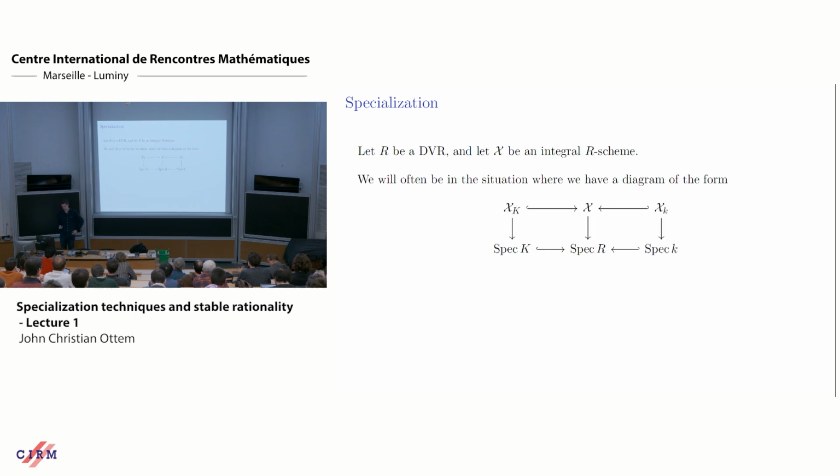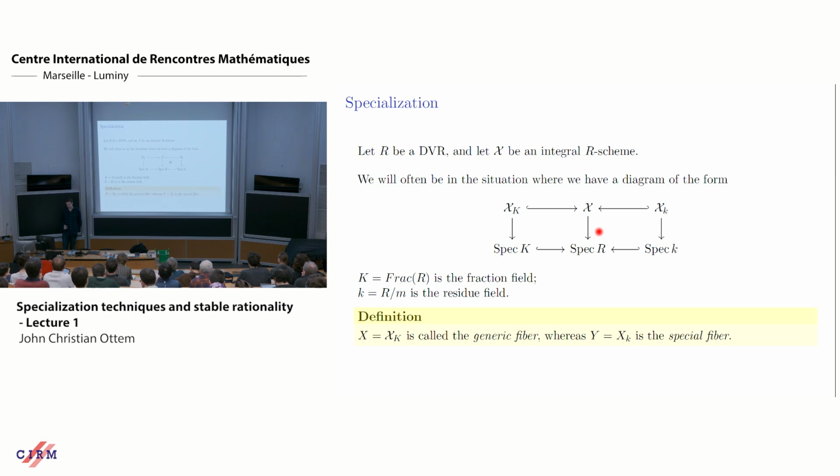And this is sort of a typical diagram. So we'll have some family over here, and then we'll have the base change to the generic point, and the base change to the special, or the closed point of the DVR. So we call K the fraction field of R. This is the fraction field. Little k is the residue field. And we call this the generic fiber, and this the special fiber.